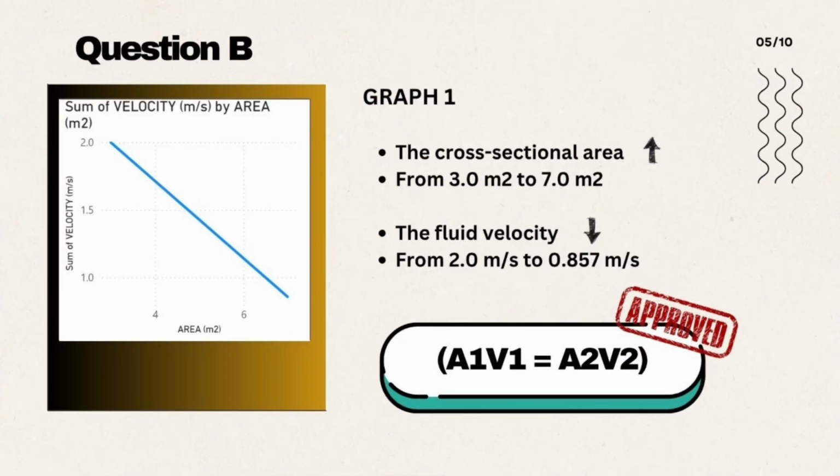Moving on to question B, let's analyze graph 1 which plots velocity against area. As we can clearly see from the downward trend line, when the cross-sectional area of the pipe increases from 3 meters square to 7 meters square, the fluid velocity decreases from 2 meters per second down to 0.857 meters per second. This perfectly satisfies the continuity equation where area and velocity are inversely proportional, meaning A1V1 equals A2V2.